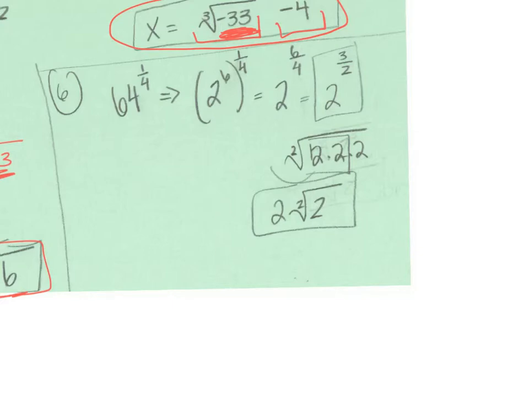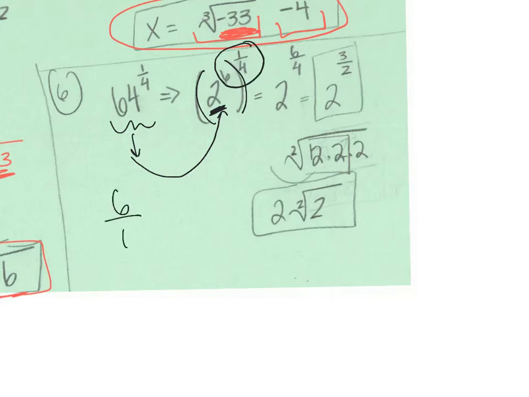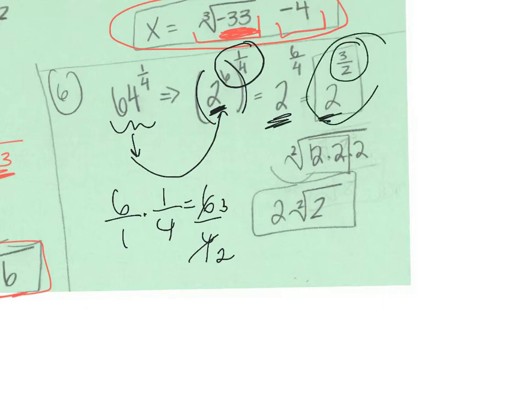Next one. Before you convert this to radical form, you want to make the smallest base possible. So we can replace 64 with 2 to the 6th power. Base 2, smallest base, raised to the 6th power. Then you multiply the top 2. So 6 times a fourth becomes 6 over 4, which simplifies to 3 over 2. So we have base 2 raised to the 3/2. This is simplified exponential form.